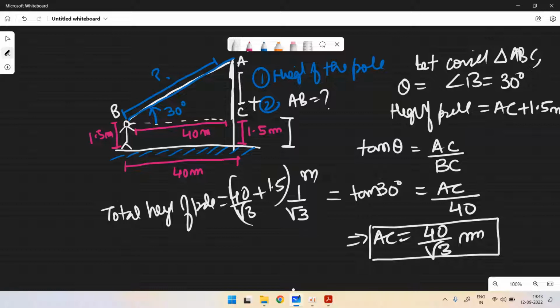Now it is said to find the line of sight distance.